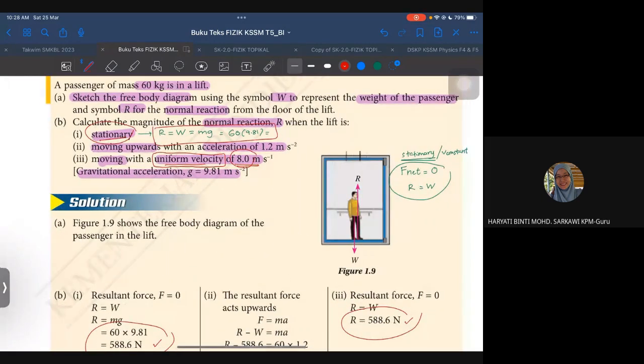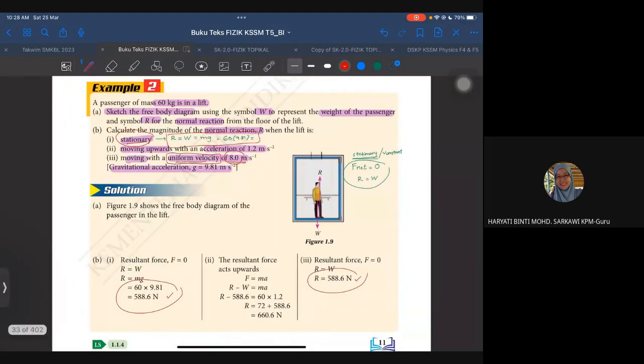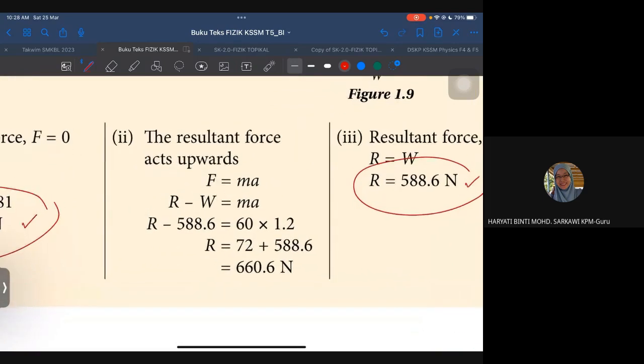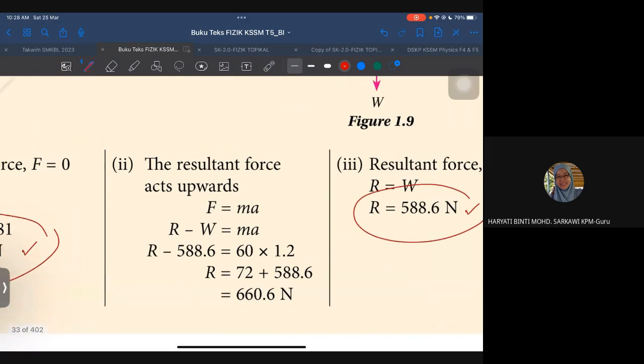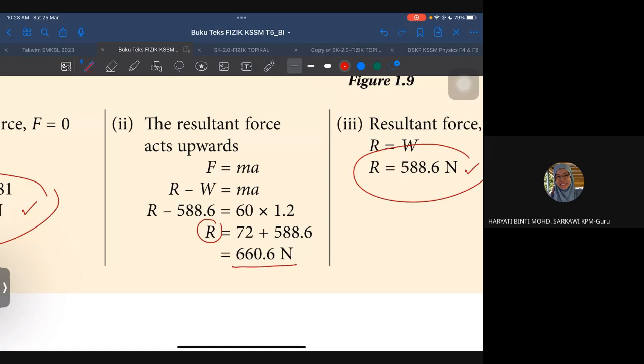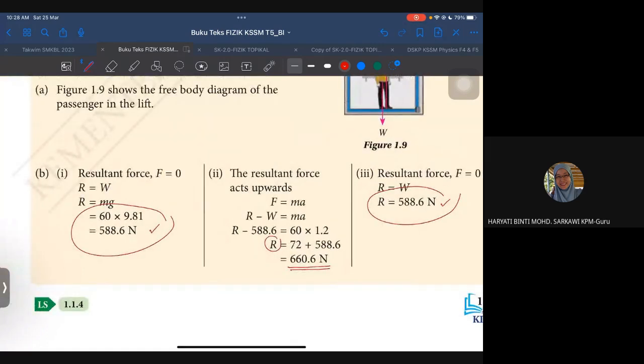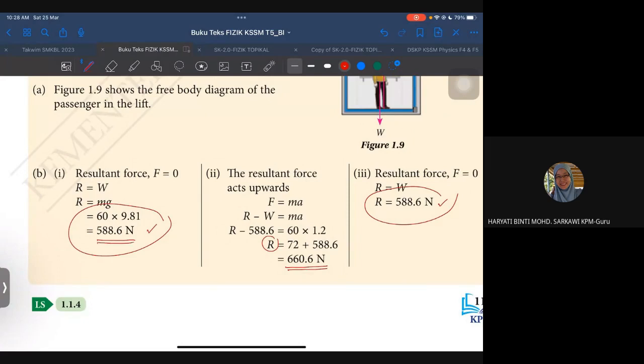Okay, next one. Moving up with acceleration of 1.2. See, why do we have this? Nampak? Why is the calculation like that? And you can see that the R is more compared to the original weight. So when you enter a lift and the lift moves with acceleration upward, how do you feel? Katakan you visualize yourself entering a lift and the lift moves with acceleration. Do you feel yourself become heavier or not? Kan? When you enter a lift and tiba-tiba lift terus naik mengejut, you feel yourself macam lebih berat. This is the situation.